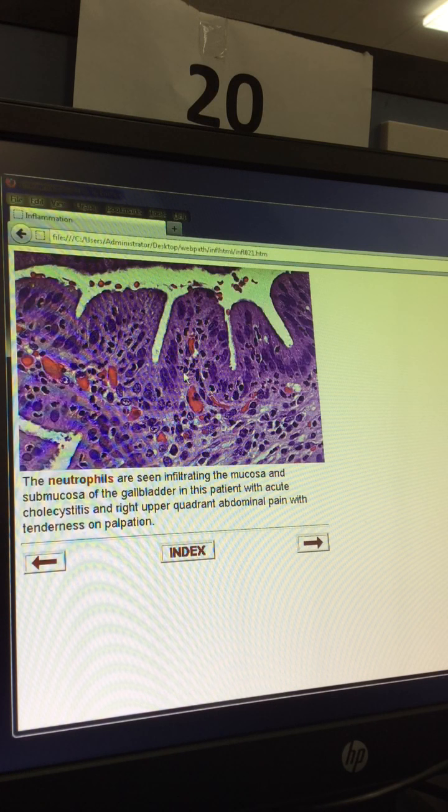This one is the gallbladder. We can see the neutrophils in the mucosa and the submucosa. Because it is the gallbladder, the patient will be presenting with right upper quadrant pain and tenderness on the same side. So it is a case of acute cholecystitis. Why acute? Because the neutrophils are there.